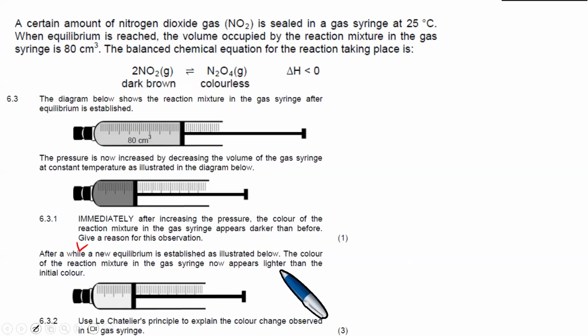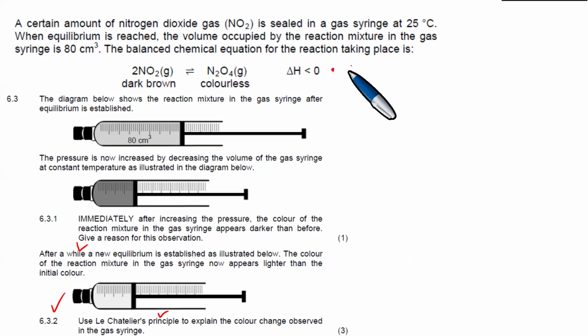Use Le Chatelier's principle to explain the color change observed in this syringe. How did the color change by itself? Because the color was dark, and then somebody allowed it to sit there, and they just looked at the syringe, and suddenly the color is lighter, but it was darker before. Let's use Le Chatelier's principle to explain what happened. Why is this color changing from darker to lighter?